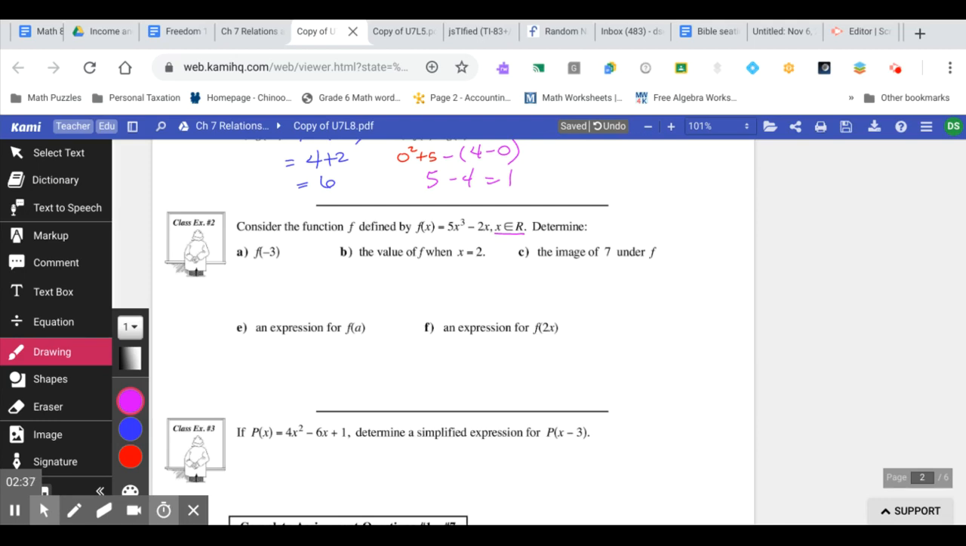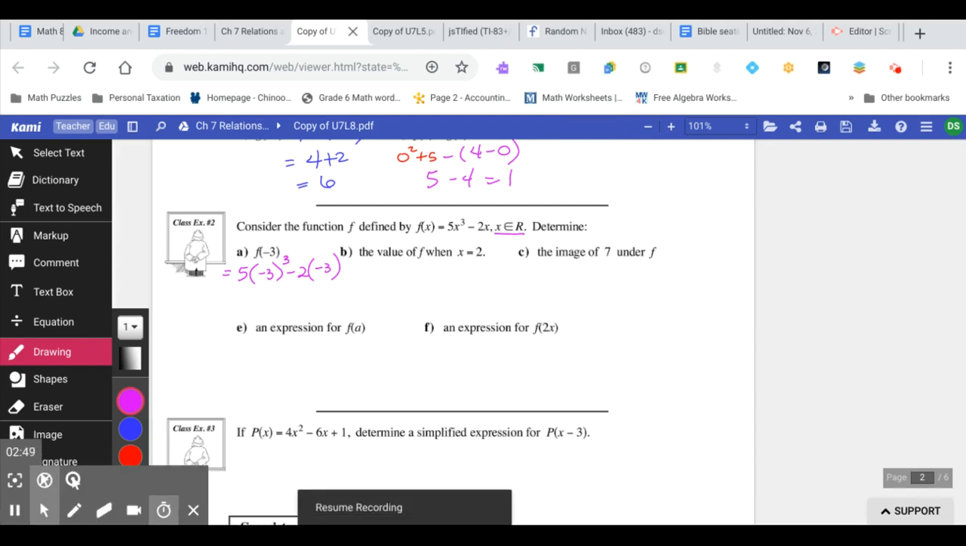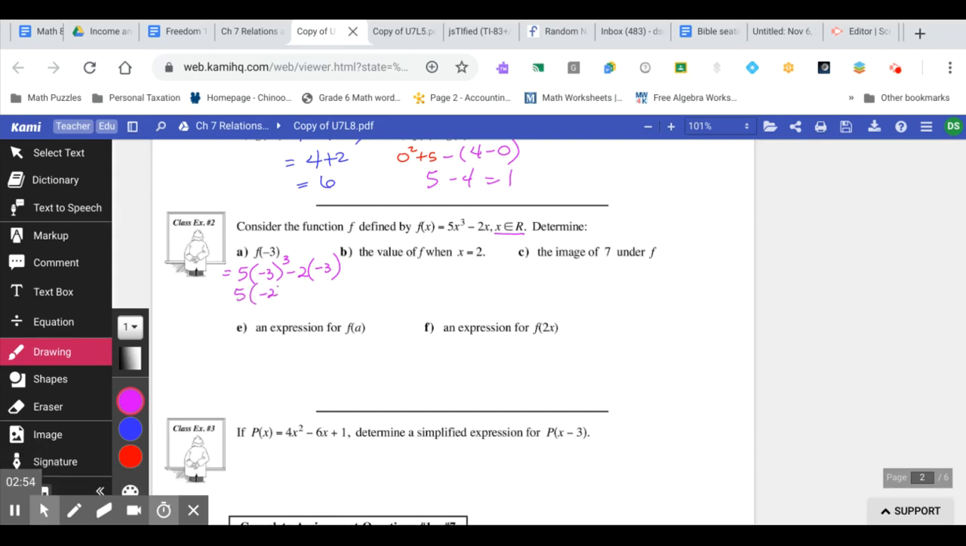So let's determine f of negative 3. We're going to say this is going to be equal to 5 times a negative 3 to the third minus 2 times a negative 3. So this is going to be 5 times a negative 27 plus 6. So 5 times a negative 27 is negative 135, plus 6 is going to be negative 129.